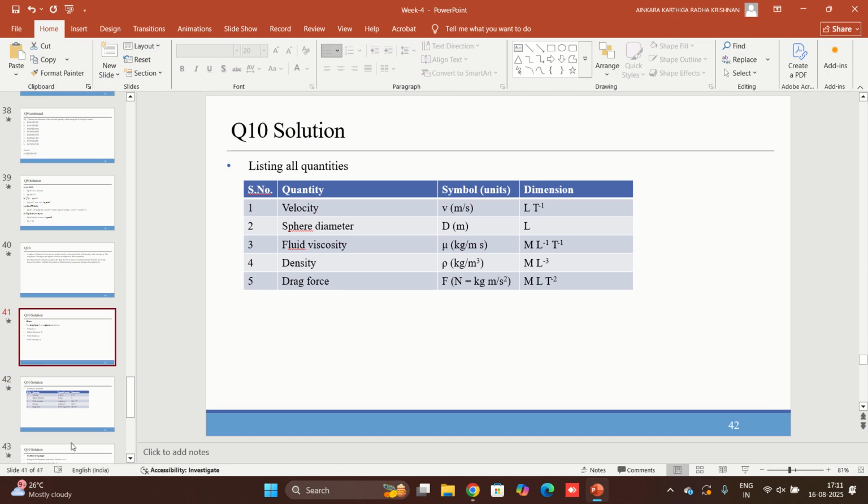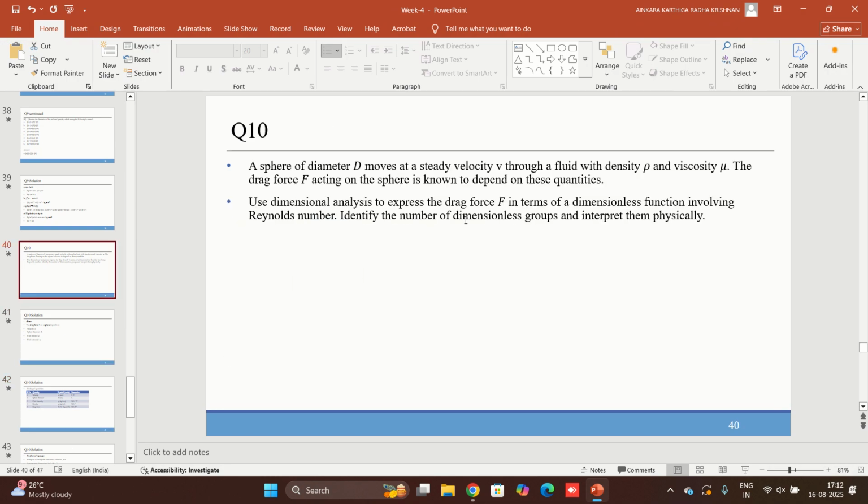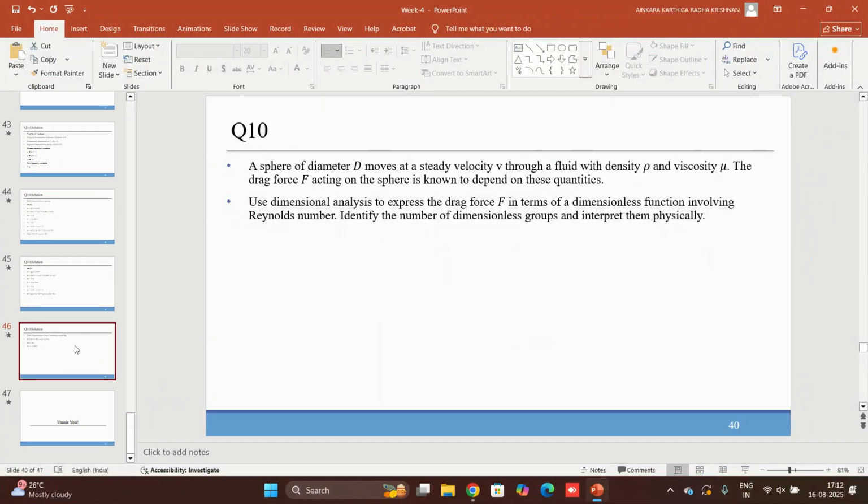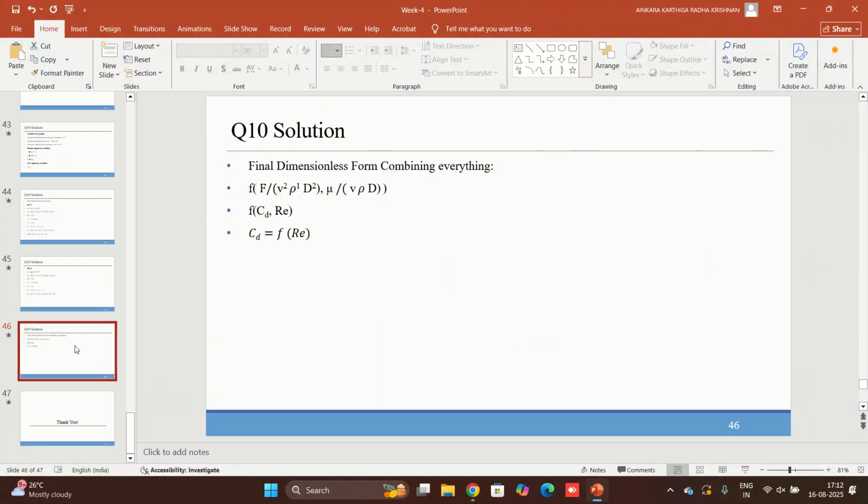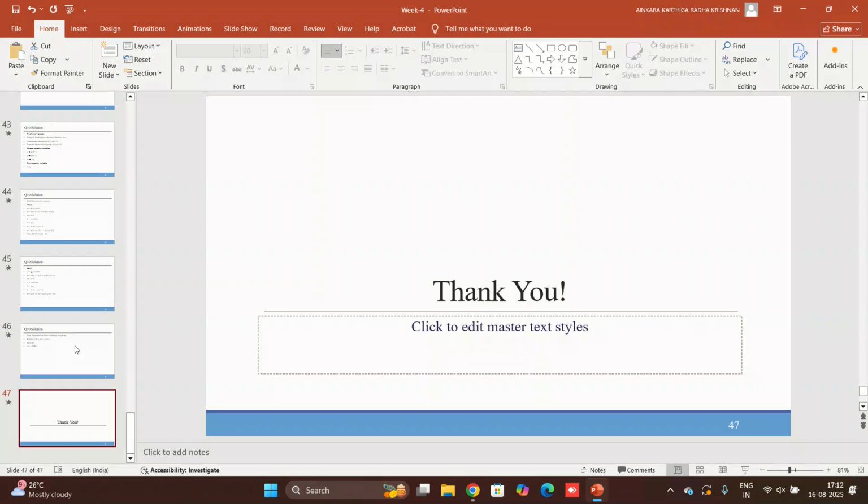So where is question 10? Identify the number of dimensionless groups and interpret them physically. So we got the function as F is equal to CD RE, or CD is equal to a function of RE. So that is how we arrive at the solution. So yeah, I think we covered all things for today's class.